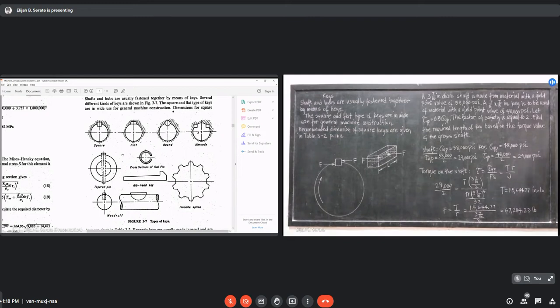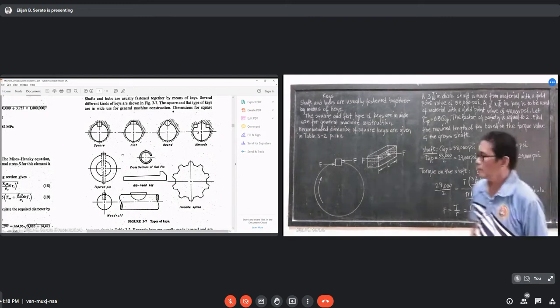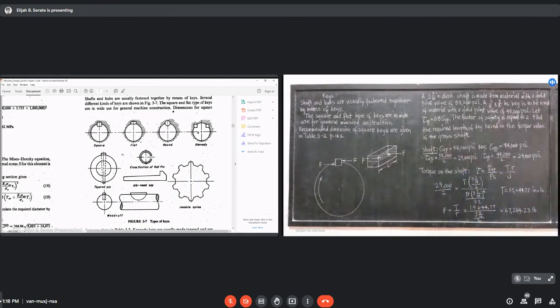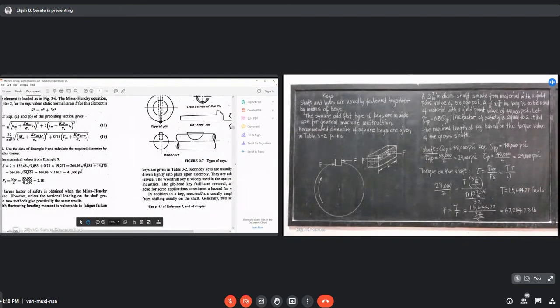Okay, so those are the different kinds of keys. The common one is the square key, which we are going to discuss. Next, there is a table for the dimension of keys, because if we just insert any key, it is probably too large or too small. So there is a table, Table 3-2.